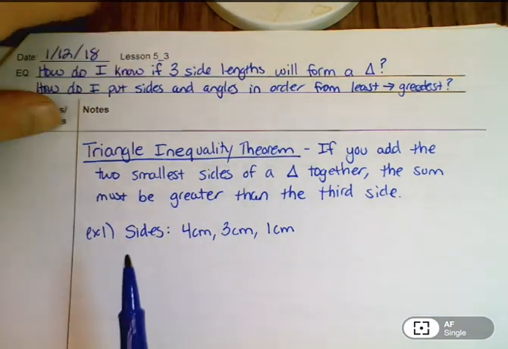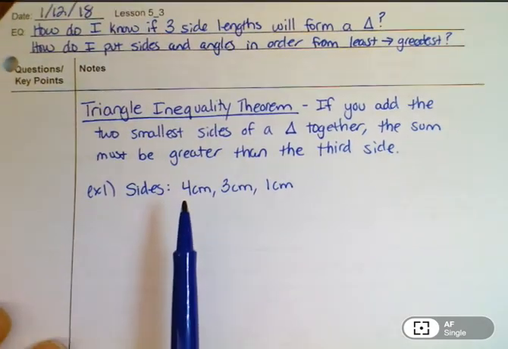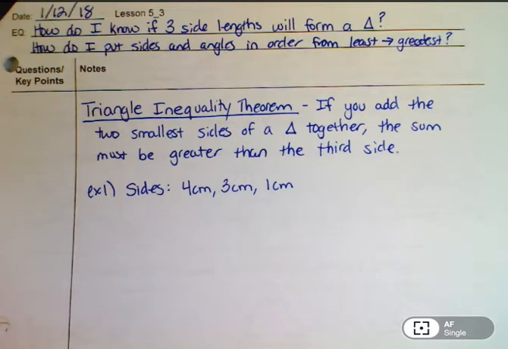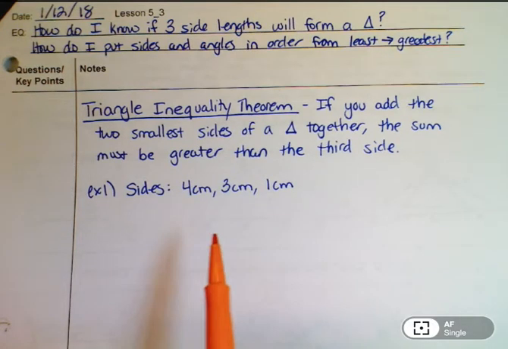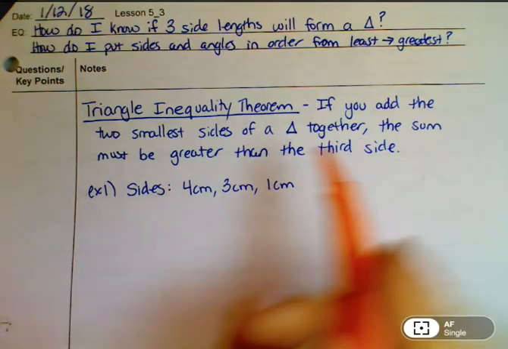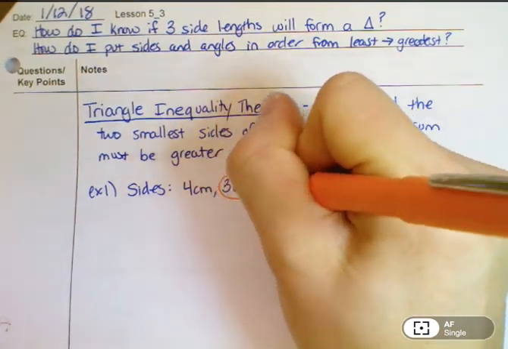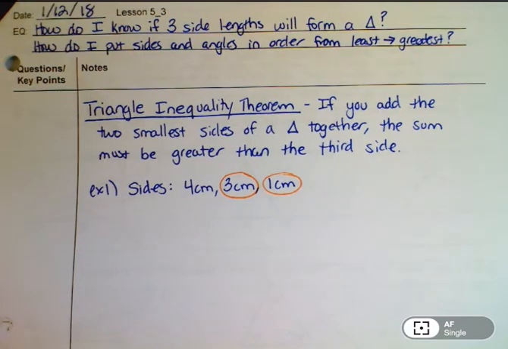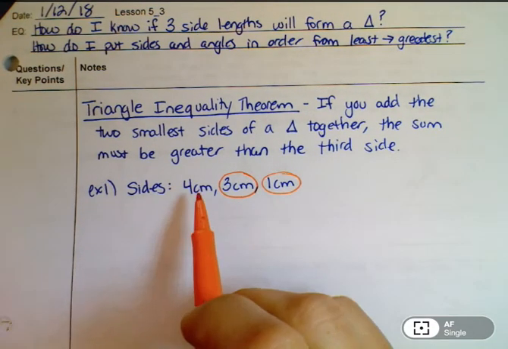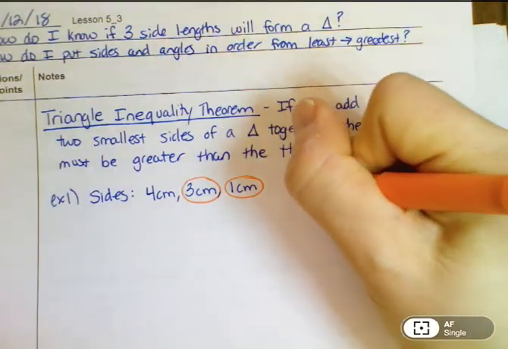We've got a triangle maybe with 3 sides, 4 centimeters, 3 centimeters, and 1 centimeter. And we need to know if that actually can make a triangle. So what we're going to do is write an inequality and see if it's true or not true. The theorem says if you add the 2 smallest sides of a triangle together. And so circle the smallest sides. It's that guy and that guy. And we need to add them together. That needs to be bigger than our third side. And so that's going to look like this.